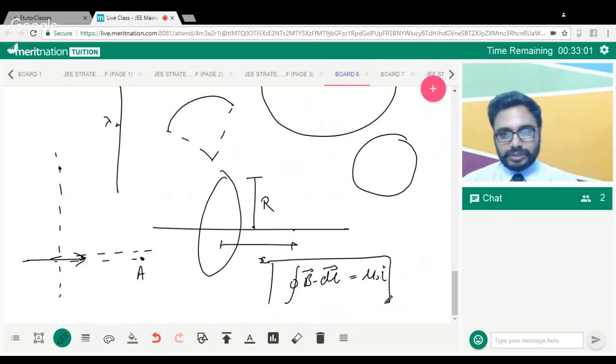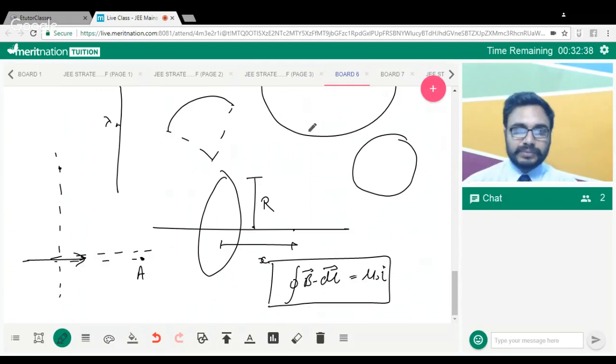So we should know Ampere's law to find the magnetic field for symmetric bodies, where the magnetic field is symmetric, that is, the magnetic field at all the points on the Ampere's loop is constant. There we can find the magnetic field by using Ampere's law. Okay.